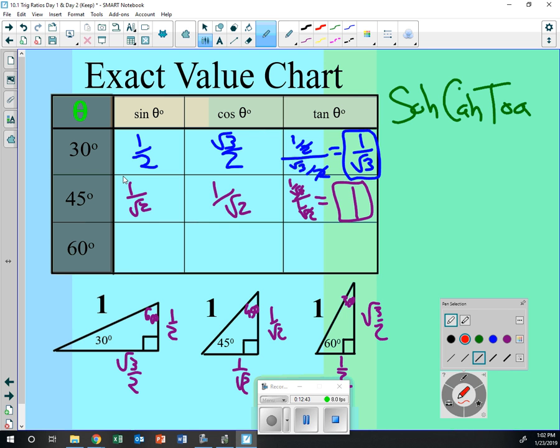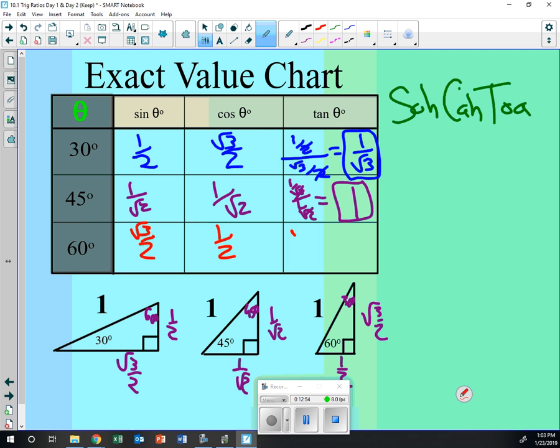For 60, it's going to be square root of 3/2. For the cosine of 60, it's 1/2 over 1. And then for the other one, it's square root of 3/2, which is opposite, over adjacent, which is 1/2. The 2's cancel, and you'll just get the square root of 3. So the tangent of 60 is the square root of 3.